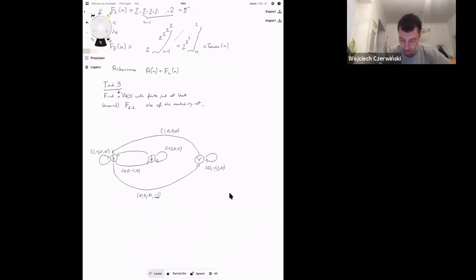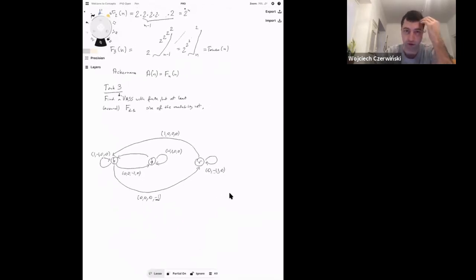So how do we add the 5th dimension to get F4? F4, to recall, is the iteration of tower n times. So we iterate taking towers n times. So this is one tower. So how do we do it? We can think a bit how to change it into something like F4.